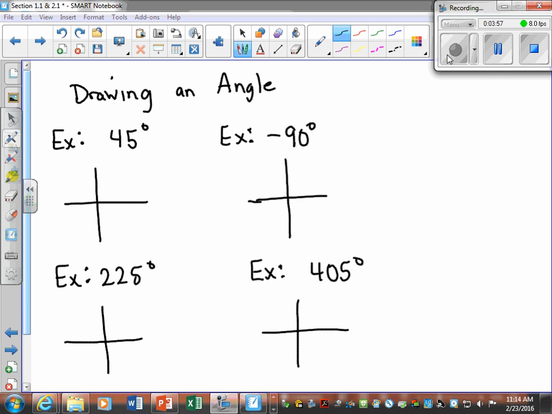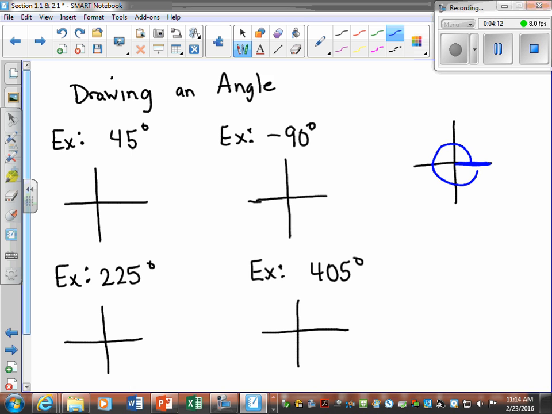Okay, in this next part, we're going to practice drawing an angle, and I put about 4 examples up here that we're going to work with. Let me make that a little neater. Keep in mind that if I start here with my initial side and go counterclockwise all the way around, that's considered one revolution, which is how many degrees? That's 360 degrees. A circle, 360 degrees.